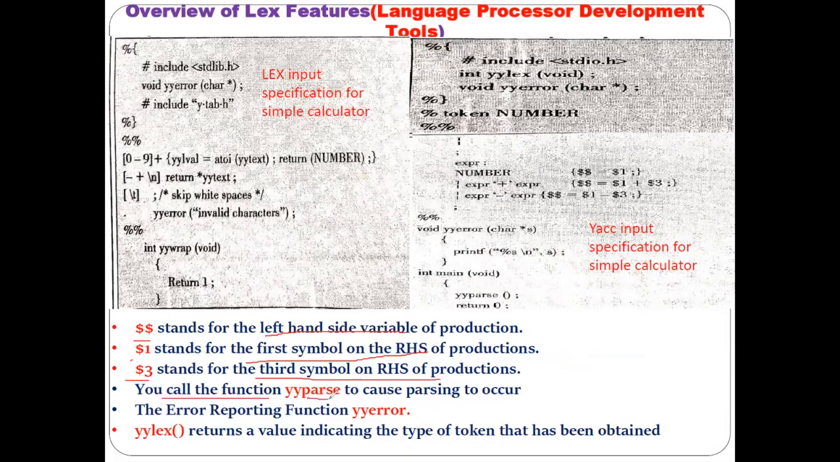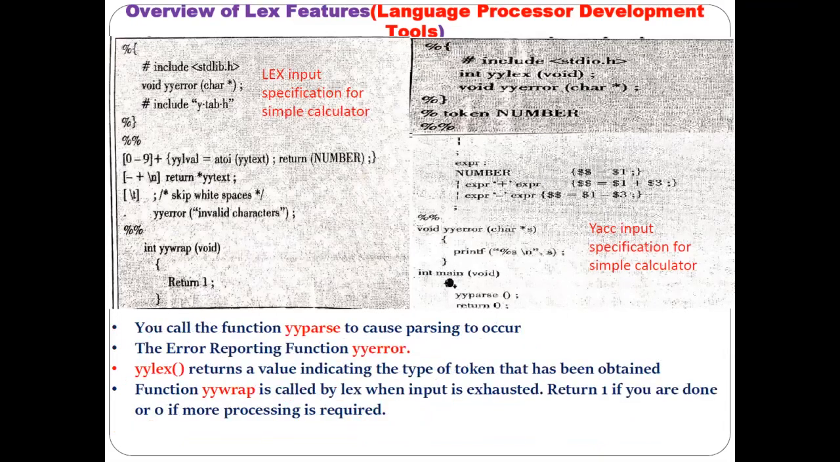So you call the function parse, and this call causes the parsing to occur. If there is any kind of error, the error function will be called and the error will be displayed. yylex returns the value indicating the type of the token that has been obtained. Whatever token has been obtained here will be sent to the Yak. Also, we have mentioned the yywrap function, which is called by the lex, and it checks whether all the input has been finished or not. It returns 1 if your input is finished, and returns 0 if more processing is required.